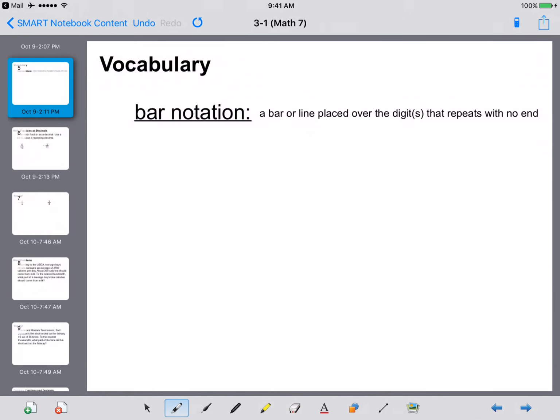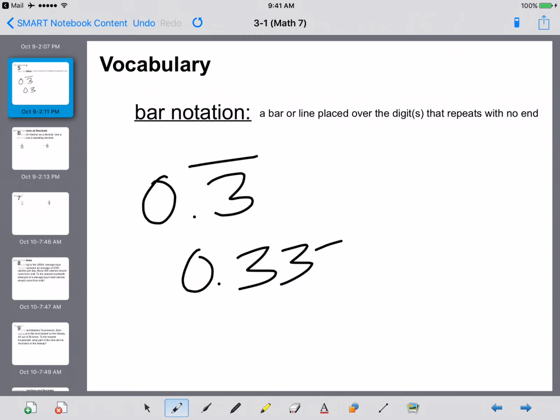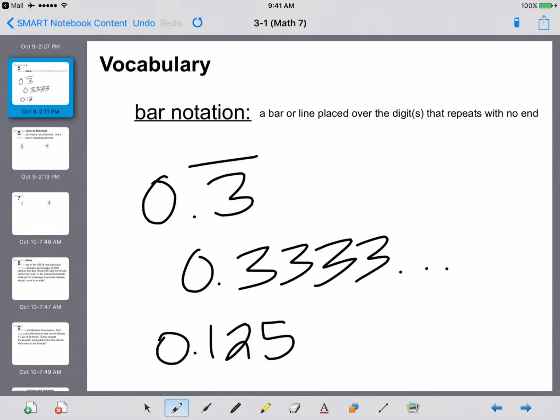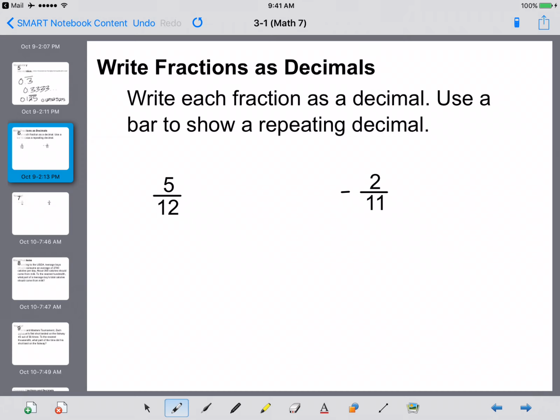Some more vocabulary here for you is bar notation. So that's when a bar or a line is placed over the digits that repeat to no end. So like 0.3 with a line, that's the same thing as 0.3333 going on forever. That line just shows you that the 3 is repeating. If it's over multiple numbers, so like 0.125 with a bar over the 25, that would mean the number is 0.1252525. So your bar goes over the numbers that are repeating forever.